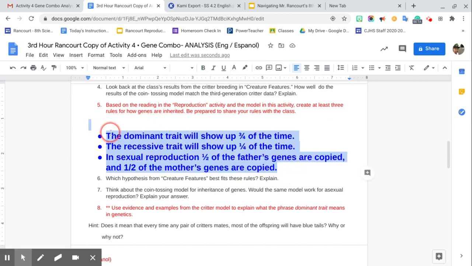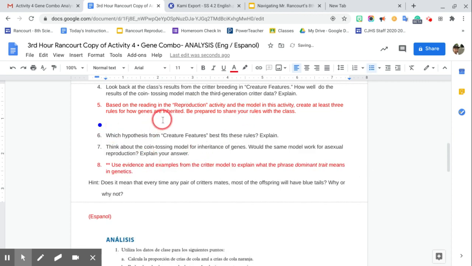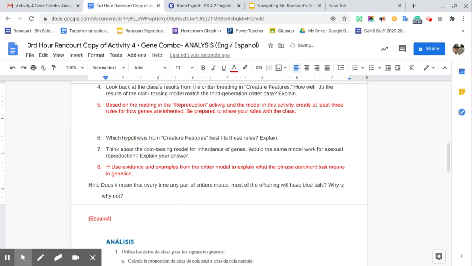Last 2 questions, real quick. I need you to come up with 3 basic rules of how genes are inherited. Okay, so 3 common things that must always happen, or things that maybe can't happen when things are being passed from one generation to another, more specifically genes, okay? And then question 8, use evidence and examples from the critter model to explain the phrase dominant trait in genetics.